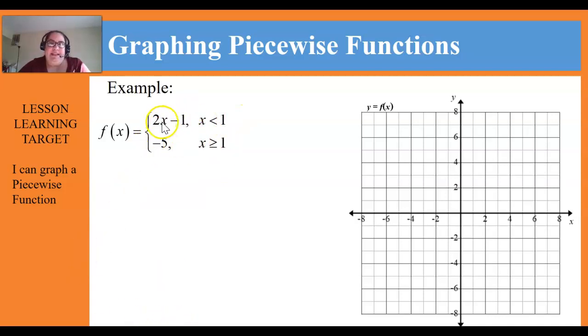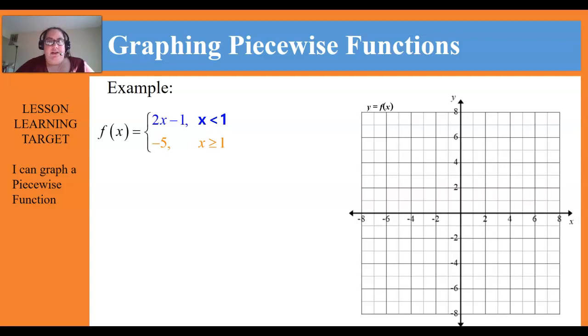So our first piece is 2x minus 1 when x is less than 1, and we have -5 when x is greater than or equal to 1. So I just tend to take a look at each piece at a time. So as we look, I'm just going to focus on this 2x minus 1. And we need to remember that that is for the value x is less than 1.